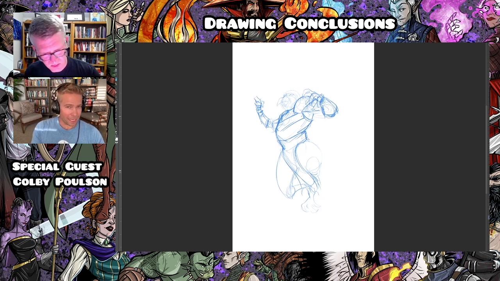We could also take Bless, which is one of the best buffs in the game, in my opinion, allowing us, with our concentration, to bless up to 3 characters, including ourselves, so that we can add an extra 1d4 on every attack roll and saving throw.